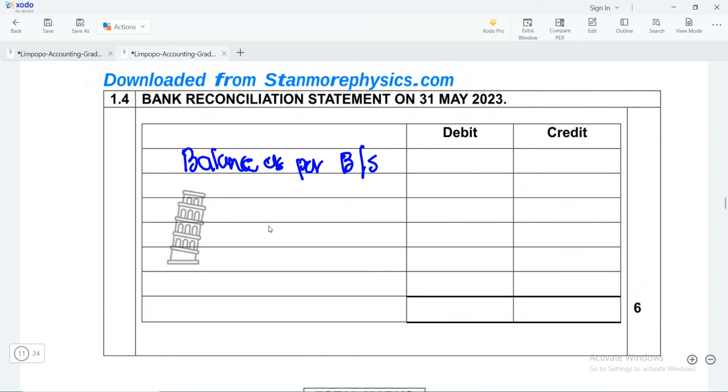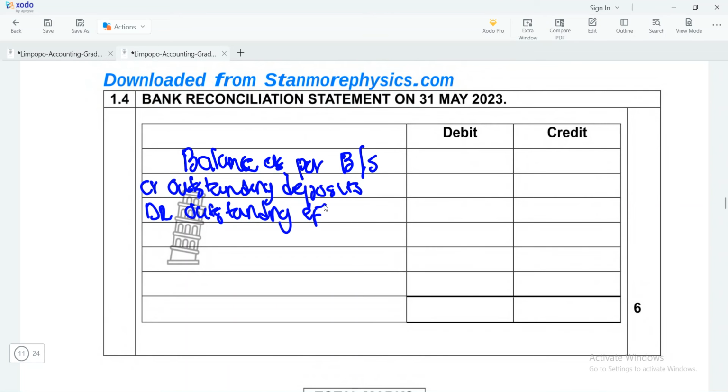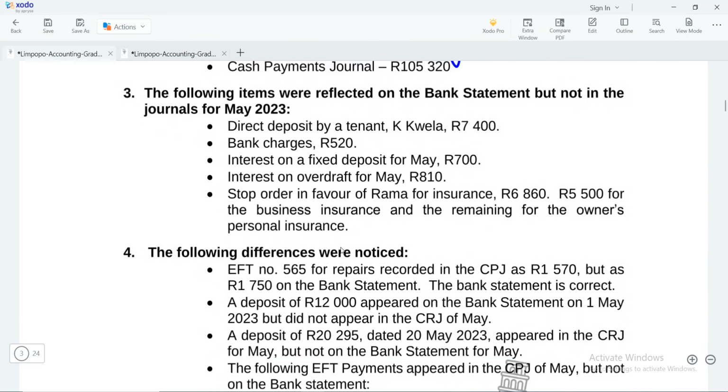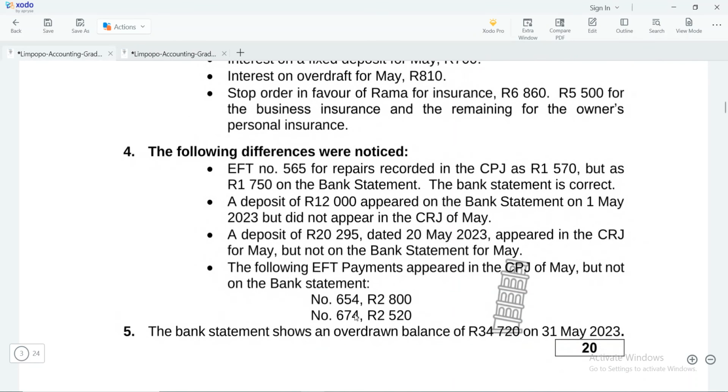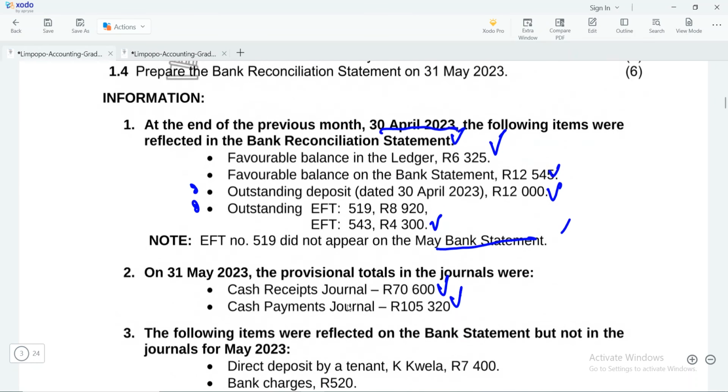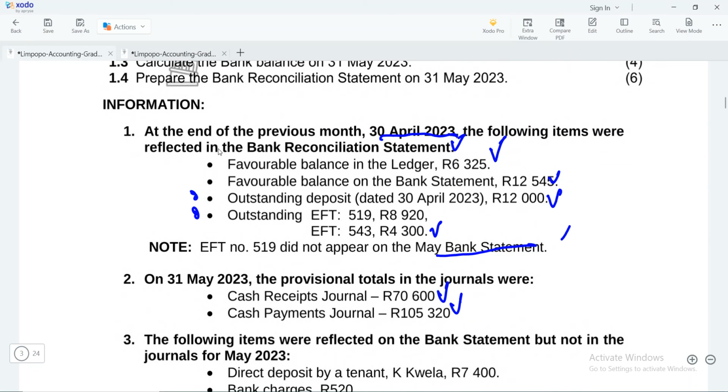Okay, and then from there we'd have credit outstanding deposits, and then from there we'd have debit outstanding EFT. We can start by that one. I think it's 519. If you look at this, there's nowhere where they are mentioning EFT number 519. Okay, but it's fine. So we can start by that 519 as an outstanding EFT so that you don't forget.